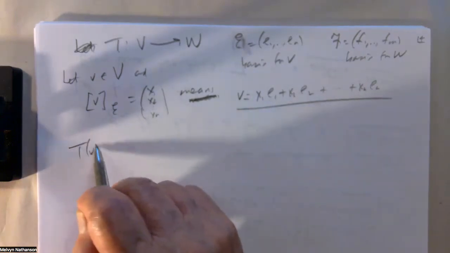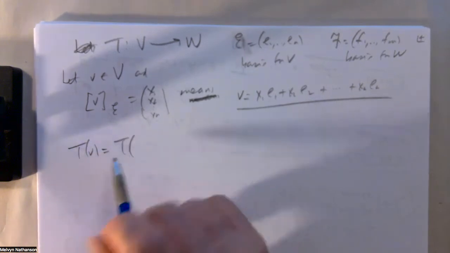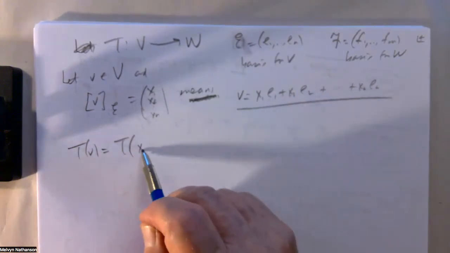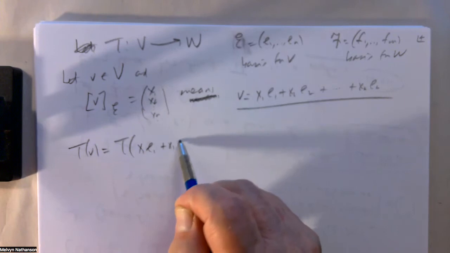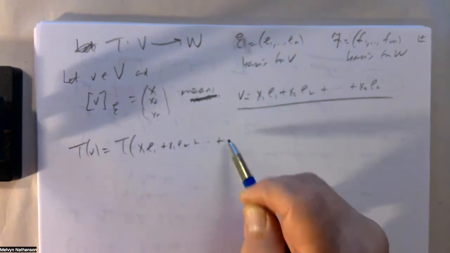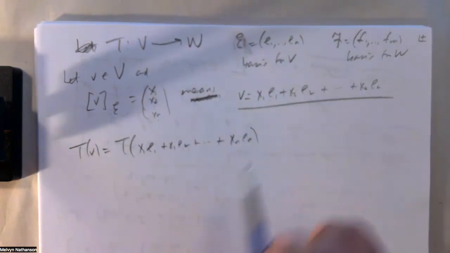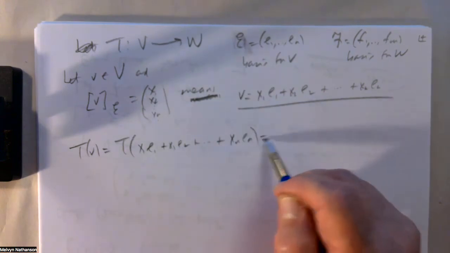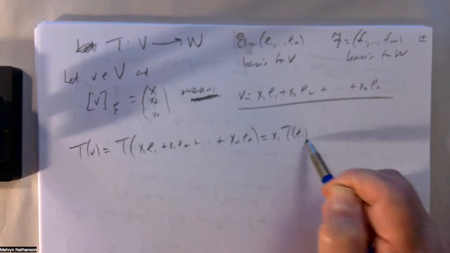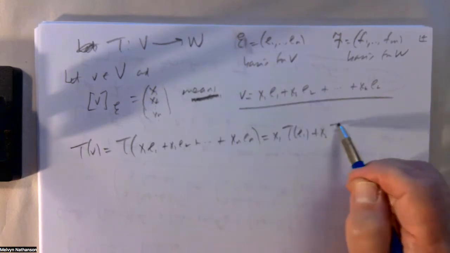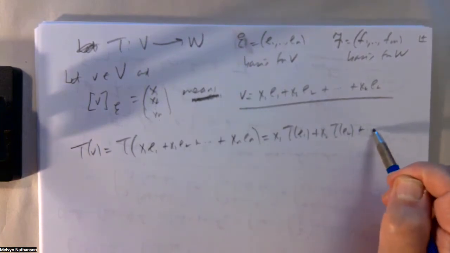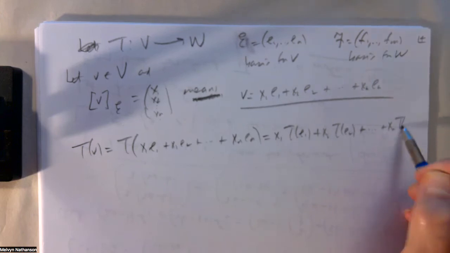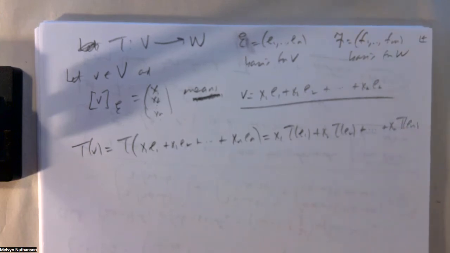So what is T of v? T of v is T of x1 e1 plus x2 e2 up to xn en. And because T is linear, this is x1 T of e1 plus x2 T of e2 up to xn T of en.